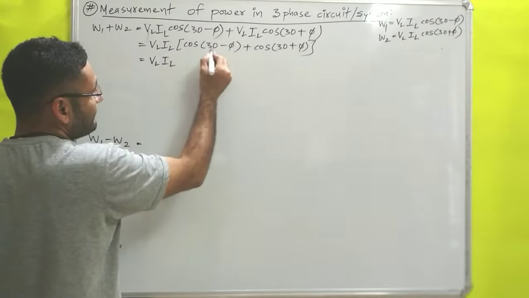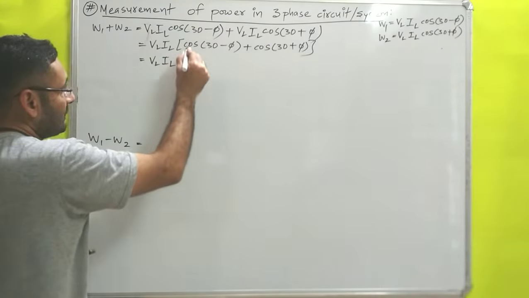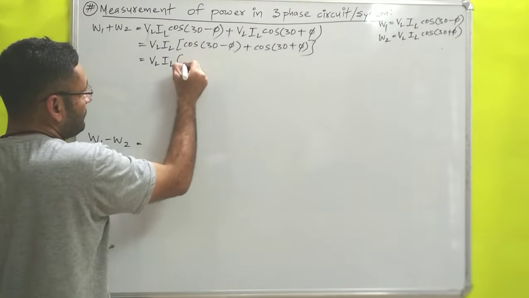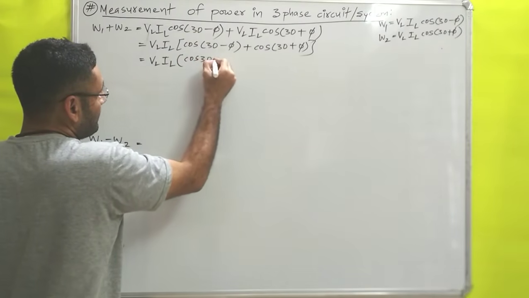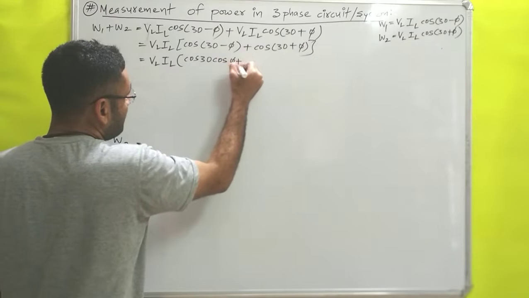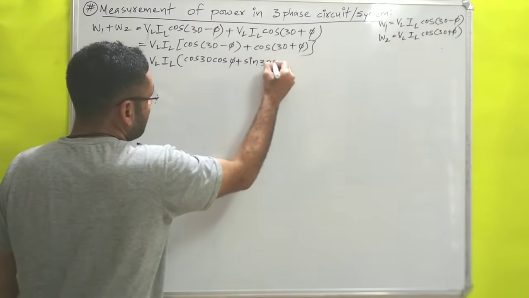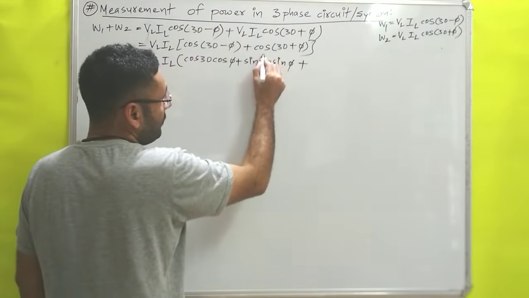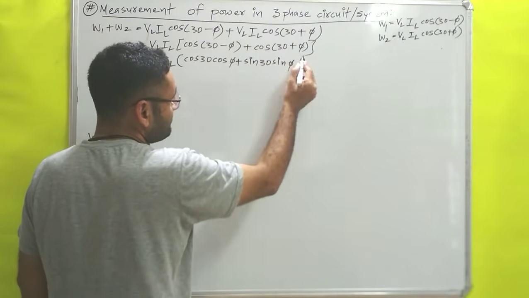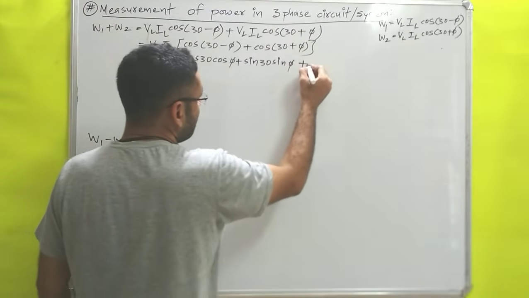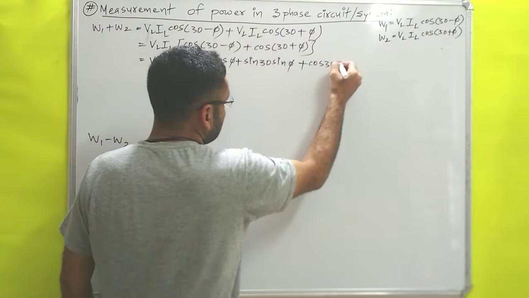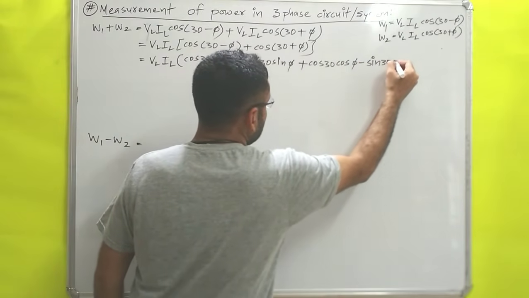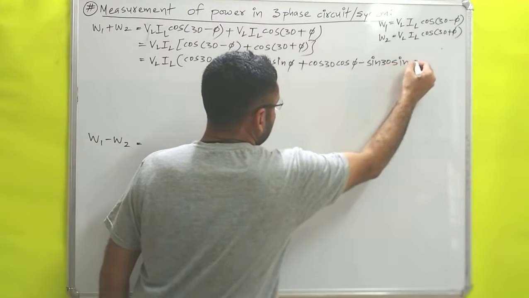Now that is what? Cos(A - B). So the equation is cos A cos B plus sin A sin B. The same thing we will apply over here. Cos A cos B plus sin A sin B. Plus, that is the equation of cos(A + B), so cos A cos B minus sin A sin B.